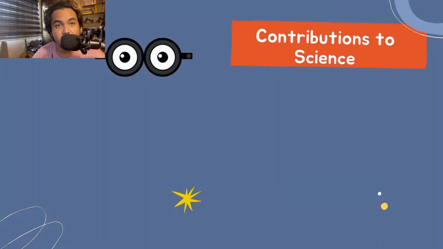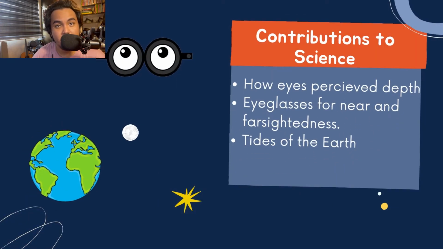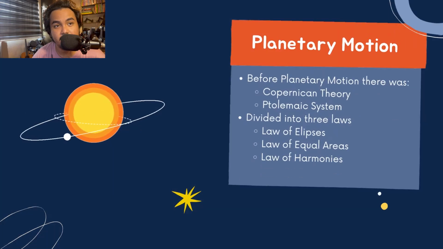Other contributions that Kepler was also responsible for were how the eyes enable depth perception. This made it possible for him to make eyeglasses for near and farsightedness. He also discovered that the moon caused the tides on Earth. His major contribution to science and technology is the discovery of planetary motion.